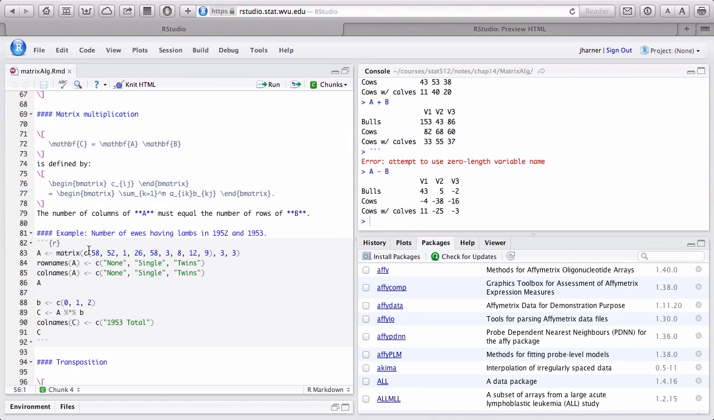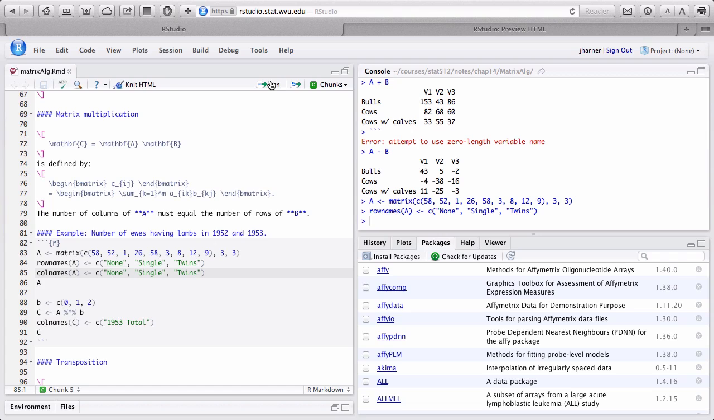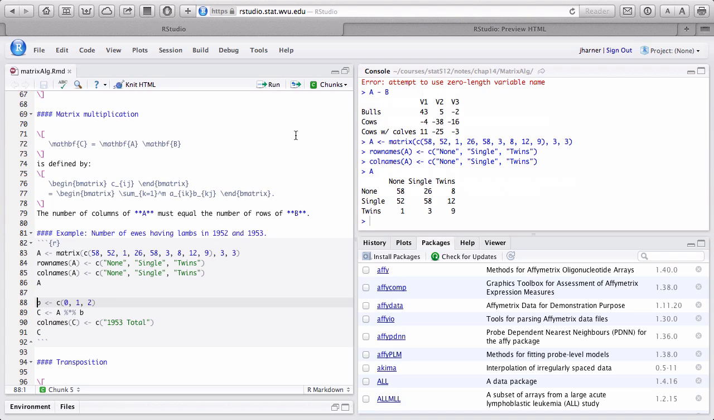So let's form a matrix A, and I'm going to name the rows. Row names of A are none, single, and twins. Columns are none, single, and twins. And let's look at A. 1952 corresponds to the rows, and 1953 corresponds to the columns. Okay? So what does this mean?